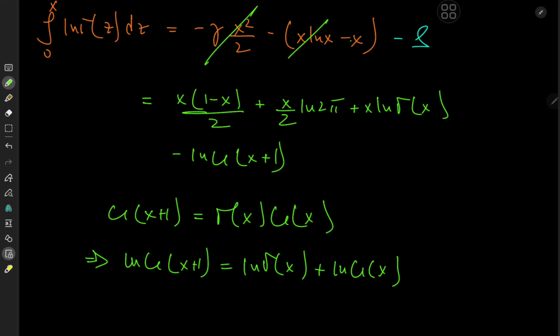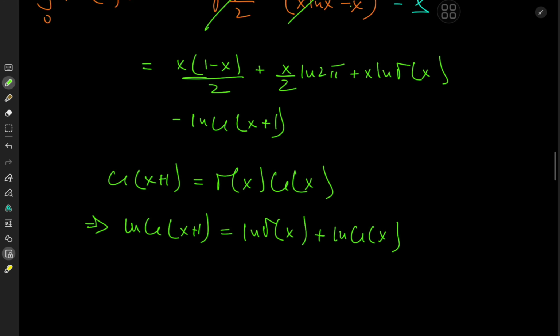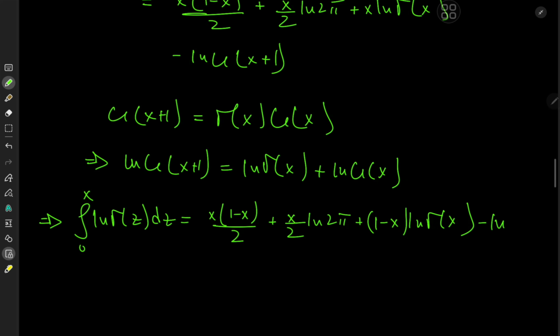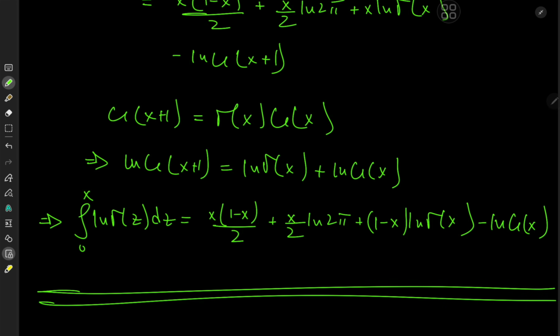So I already have an x times log gamma x, and then there's a negative sign over there. So this implies that the target integral, the integral from 0 to x of log gamma z dz, or gamma t dt, whatever, just a dummy variable, equals x times 1 minus x over 2 plus x over 2 times log 2 pi plus 1 minus x times log gamma x after factorizing minus log Barnes g function. And this was absolutely epic.